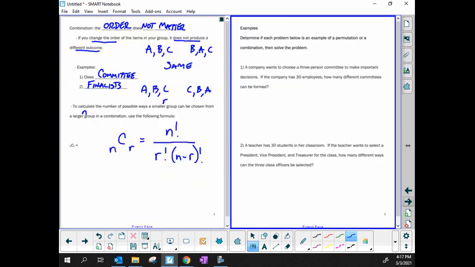So let's start looking at some examples. Determine if each problem below is an example of a permutation or a combination. Then solve the problem. All right, so number 1, a company wants to choose a 3-person committee to make important decisions. If the company has 30 employees, how many different committees can be formed? Okay. Now, we first need to figure out, is this a permutation or a combination? Well, if we're talking about a committee, right, a committee is a combination.